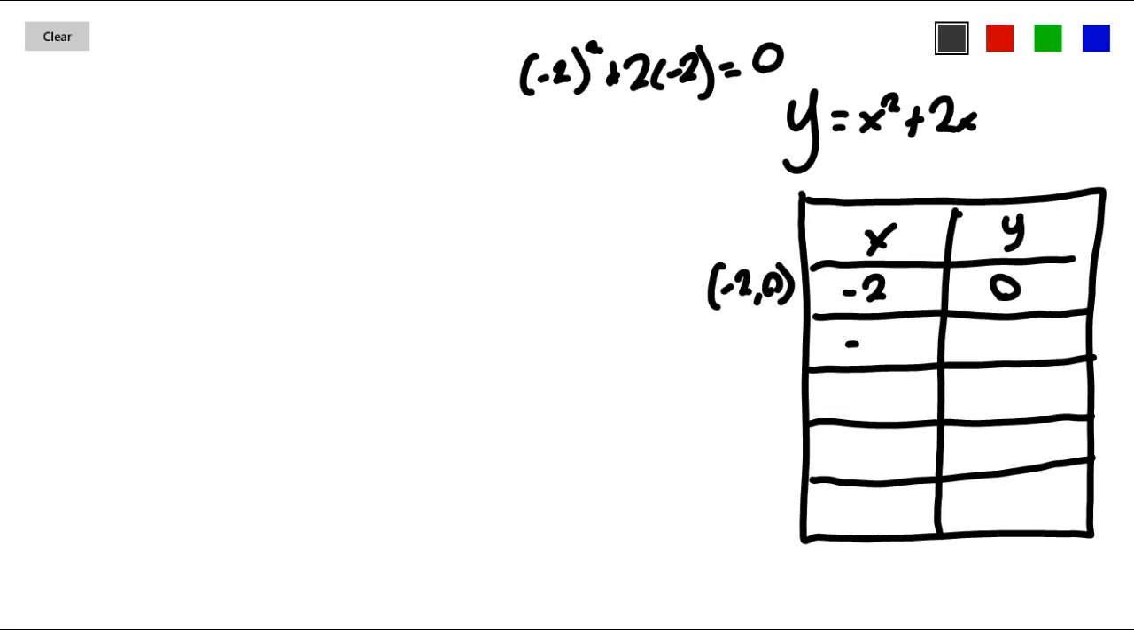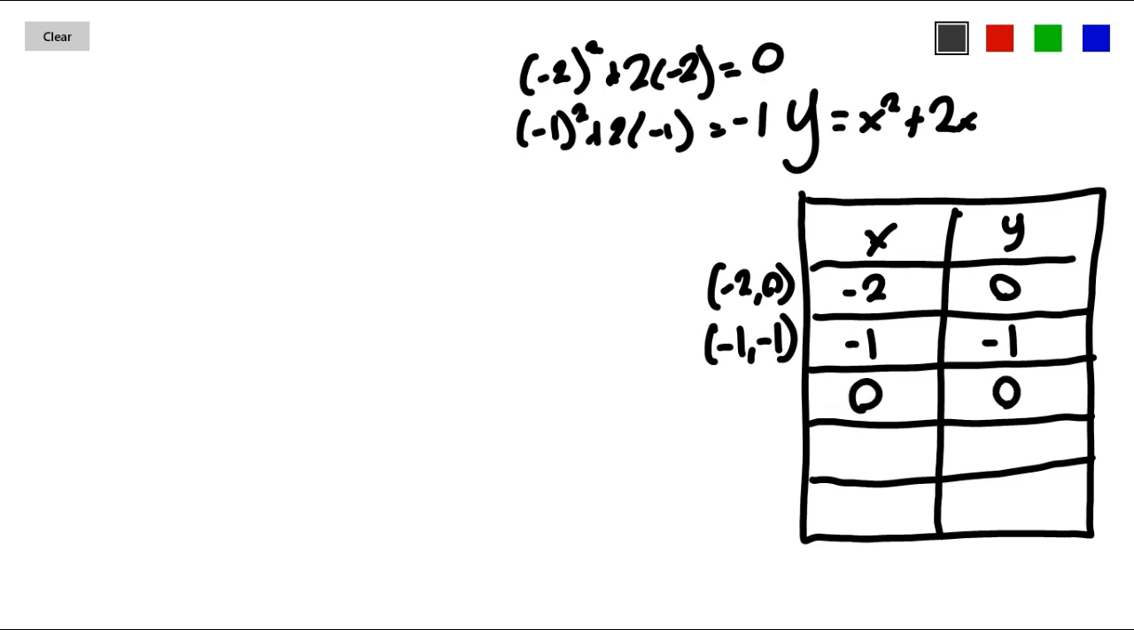Then I'll say x is equal to -1. If I plug in -1, I get -1 squared is 1, minus 2, it's going to give me -1. So I'm going to have the point -1, -1 on the graph. Then if I set x equal to 0, that one's easy, because both of the terms have x's in it, so when I plug in 0 for x, I just get a 0 back.